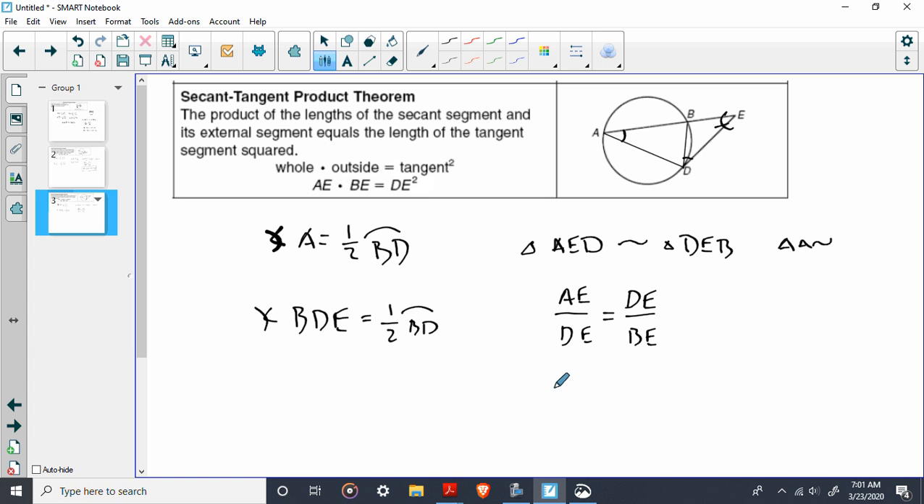And then it's the same thing as last time. AE times BE is equal to DE times DE, which we're going to say is DE squared.